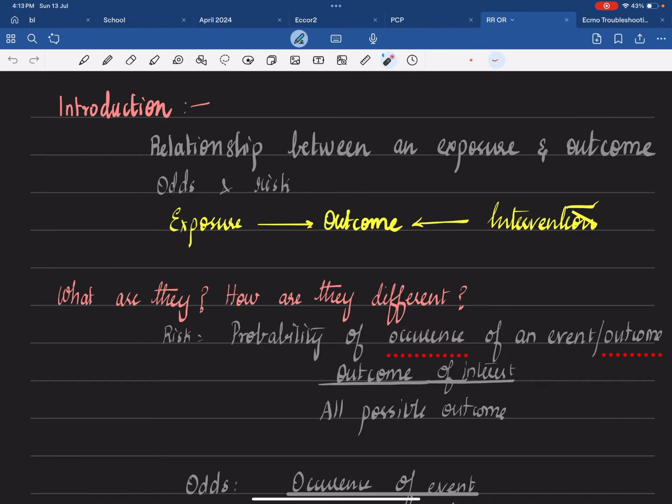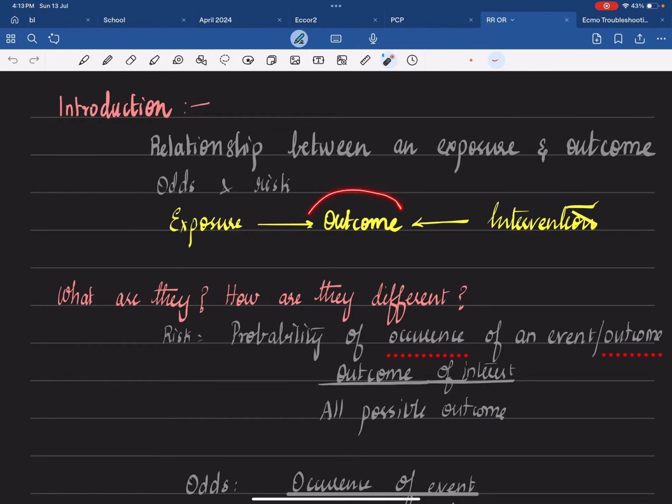Okay. So basically, relative risk and odds ratio try to explain the relationship between an exposure and an outcome. Say you are playing cards with your friends and you have bet on something. What are the odds of you winning? What are the risks of you losing? Correct? So that's your relationship between your exposure and outcome. Are you going to win it or are you going to lose it?